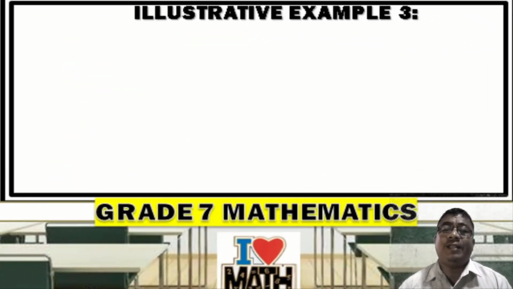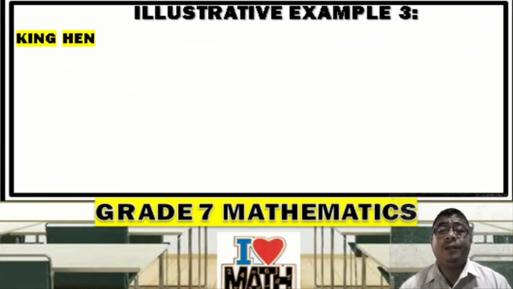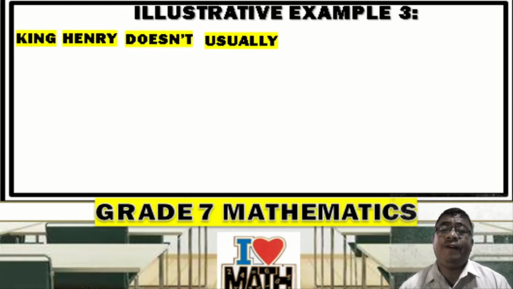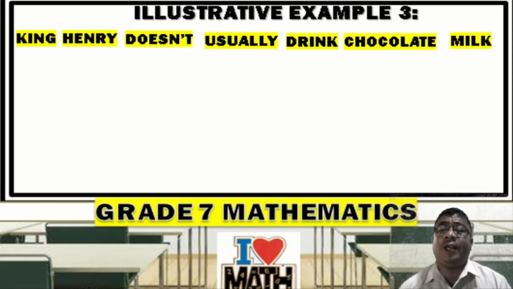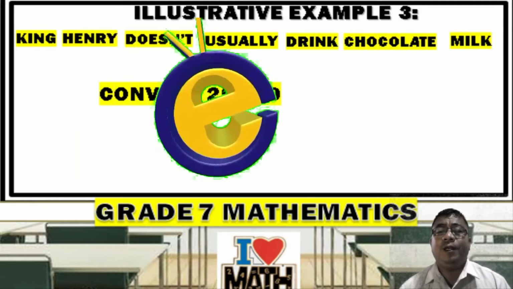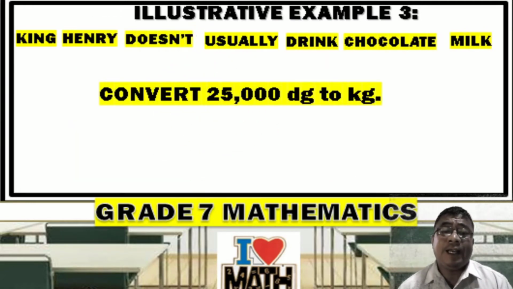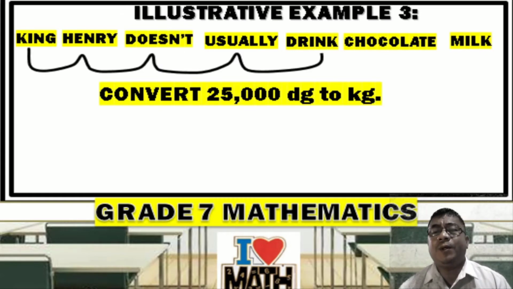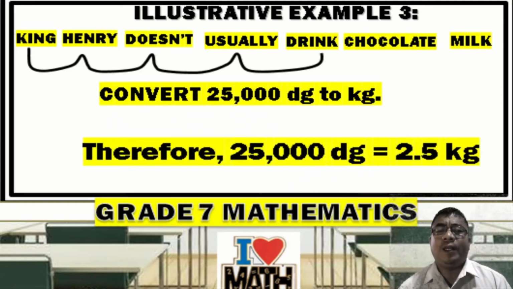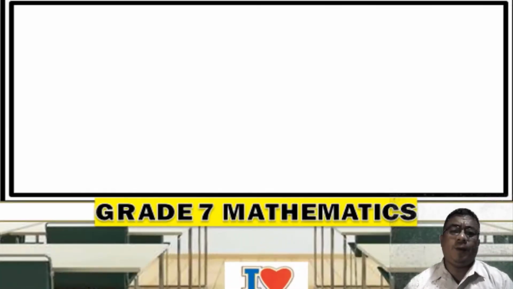Consider illustrative example number 3. Again, we're going to use the mnemonic device. King Henry doesn't usually drink chocolate milk. Convert 25,000 decigrams to kilograms. So from here, we're going to move 4 decimal places to the left. So therefore, 25,000 decigrams is just equal to 2.5 kilograms.